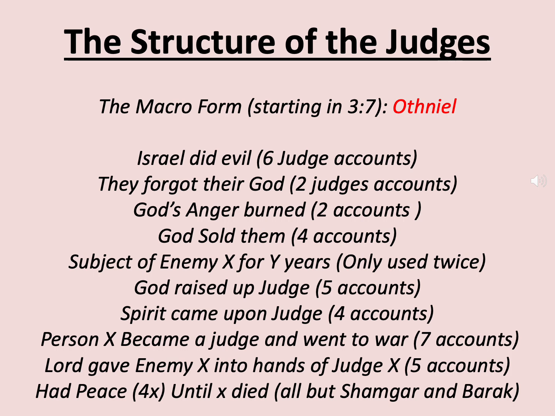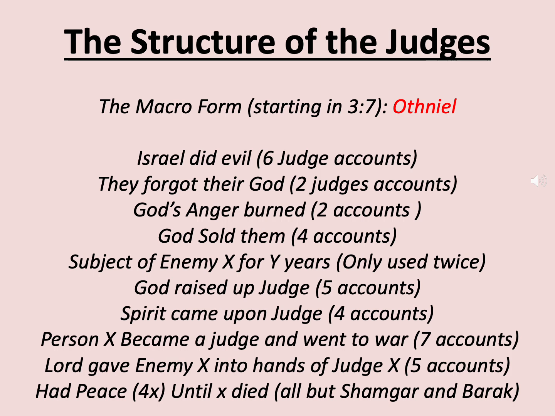So, what exactly is the formula? Well, we're told first that Israel did evil in the eyes of God. This occurs with six different judges, the first step in the cycle. Plus, it's found in the introductory materials in chapter 1:1 through chapter 3, verse 6. We're told that they forgot their God. Two judge stories mention this, although it occurs 5 times within those two judge stories, plus the introductory materials. God's anger burned against the people of Israel. That's mentioned with two different judges, plus the introductory materials.